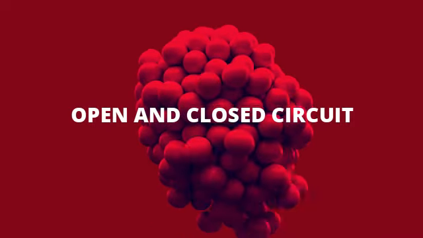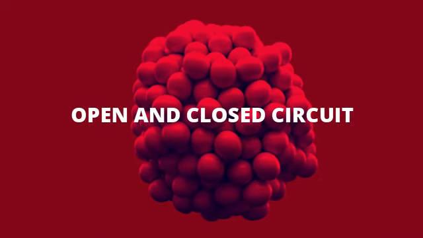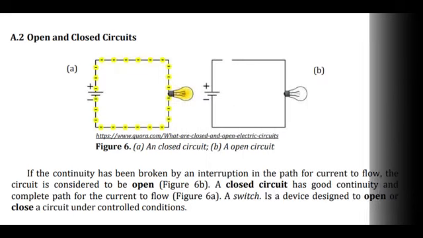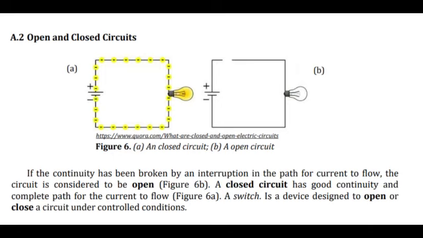Now let us discuss open and closed circuit. If the continuity has been broken by an interruption in the path for current to flow, the circuit is considered to be open. A closed circuit has a good continuity and complete path for the current to flow. A switch is a device designed to open or close the circuit under controlled conditions.